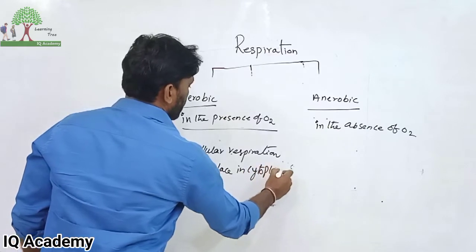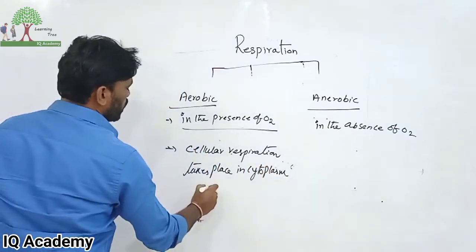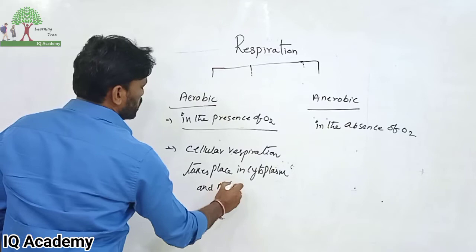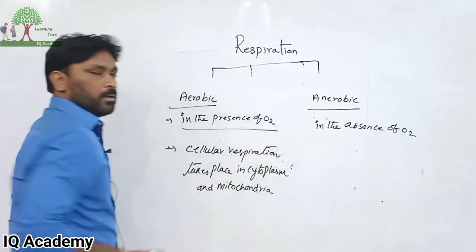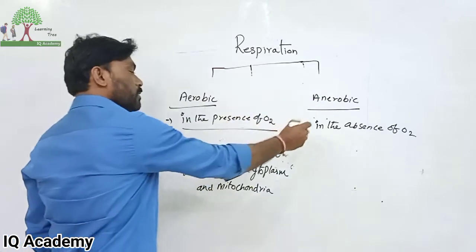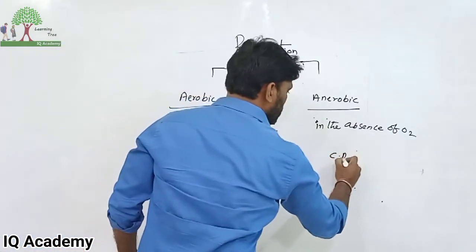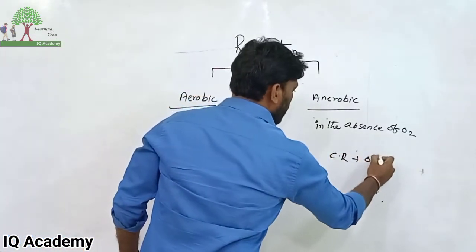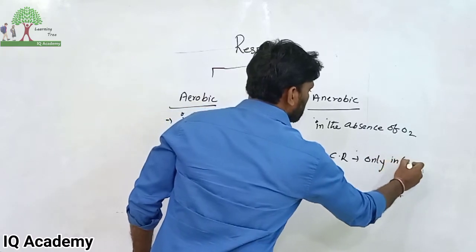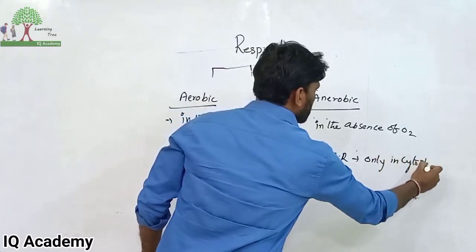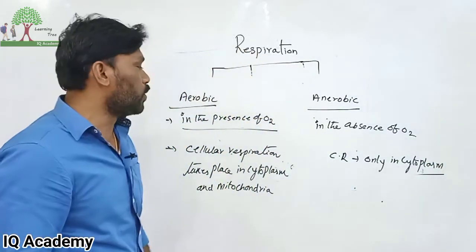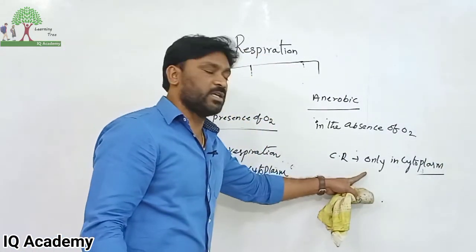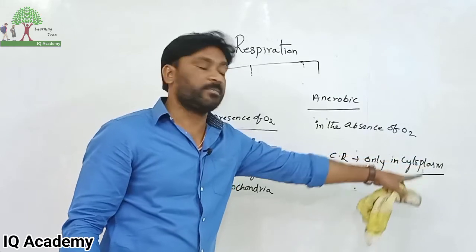and mitochondria. Cellular respiration takes place in cytoplasm and mitochondria. Here, cellular respiration takes place only in the cytoplasm, because in these organisms mitochondria is absent.